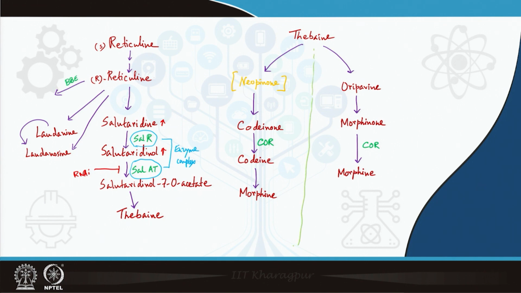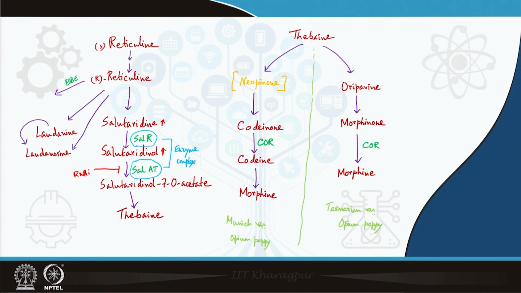So, the left one, this pathway is operating in the Munich variety of opium poppy, whereas the right side one, the Tasmanian variety of opium poppy. These two are geographically different varieties, that means located in different geographical areas.